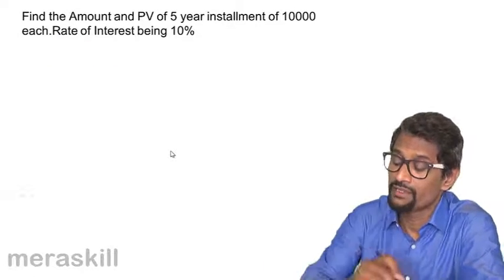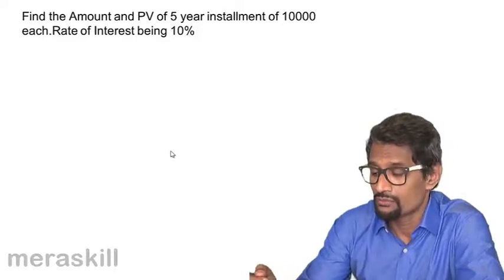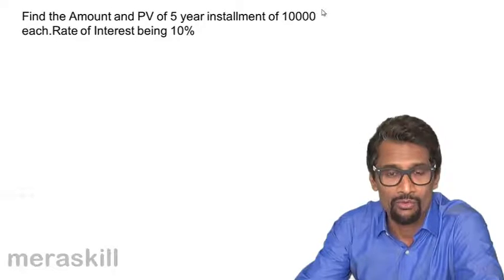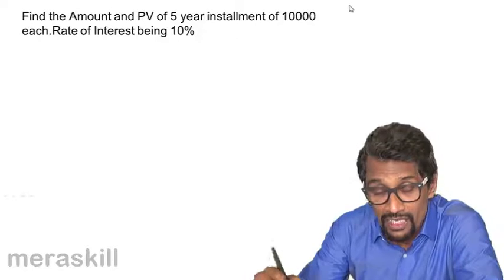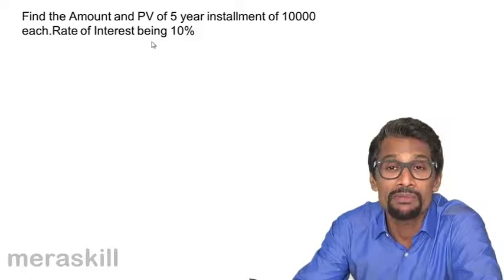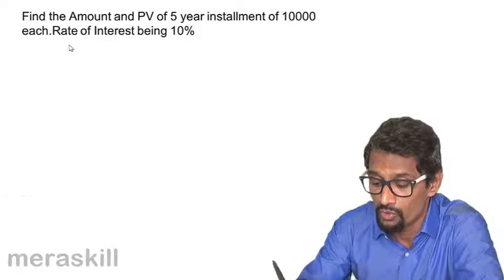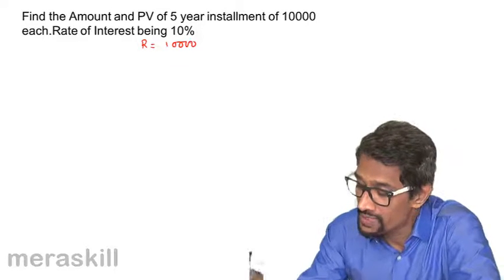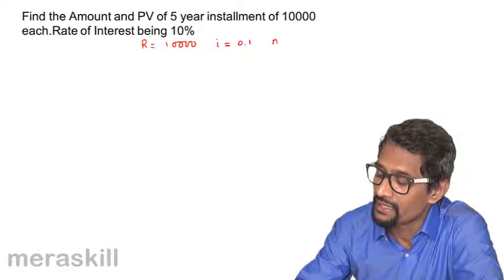Furthermore, we have: find the amount and PV of 5-year installments of 10,000 each. So there are two assumptions, that is we need to find the amount. Suppose you're paying 10,000 rupees from today. After 5 years, what will be its value? And currently, what will be the value of all these 10,000 projected over 5 years? What will be the equivalent present value? So we are going to use two different formulae. For both of them, R is going to be 10,000, I is going to be 0.1 and n of course is 5.